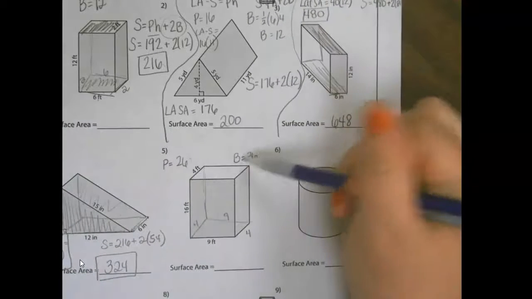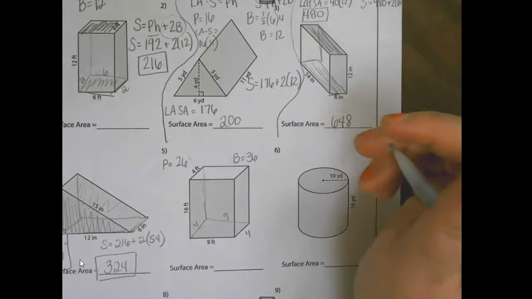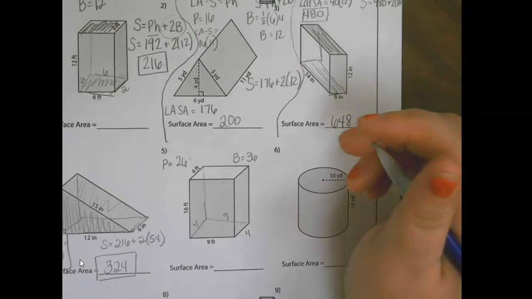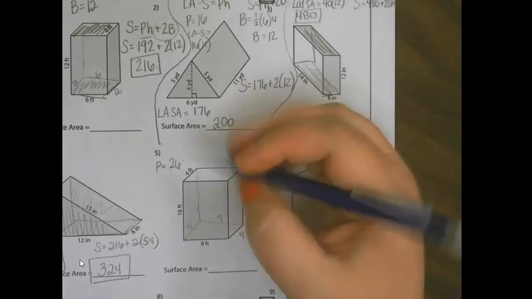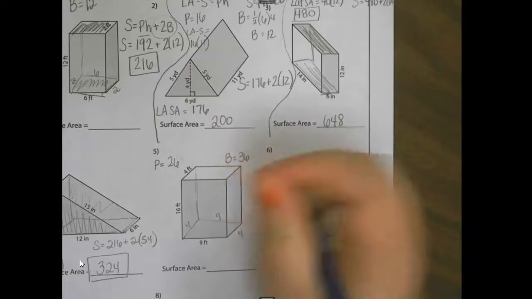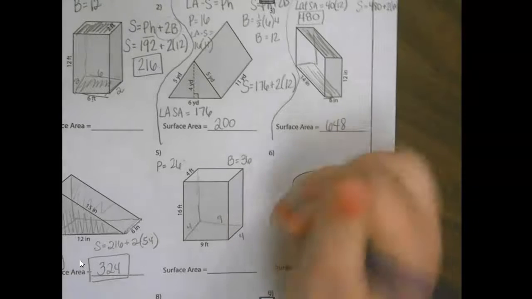Most of the time, your big B will be bigger than your P. It won't always, but most of the time it will. There are some times where it'll be equal, and I'm pretty sure there are some where the perimeter would be bigger. They're kind of rare. So B is usually going to be bigger.